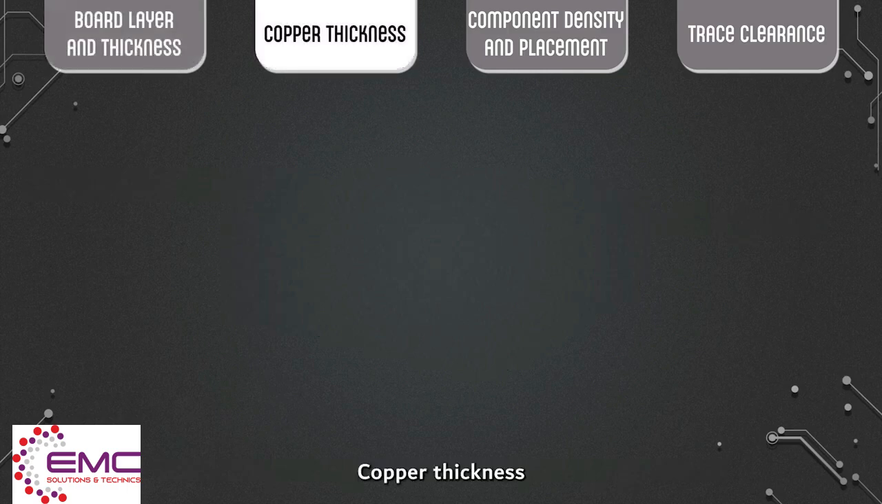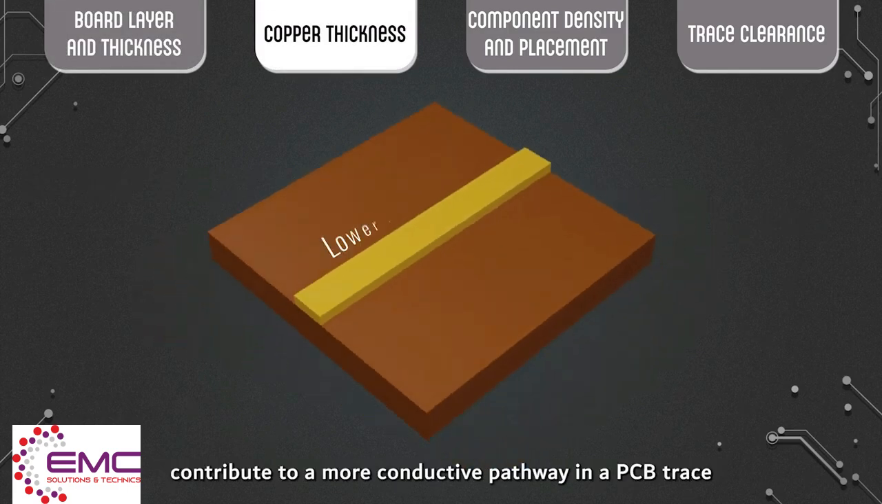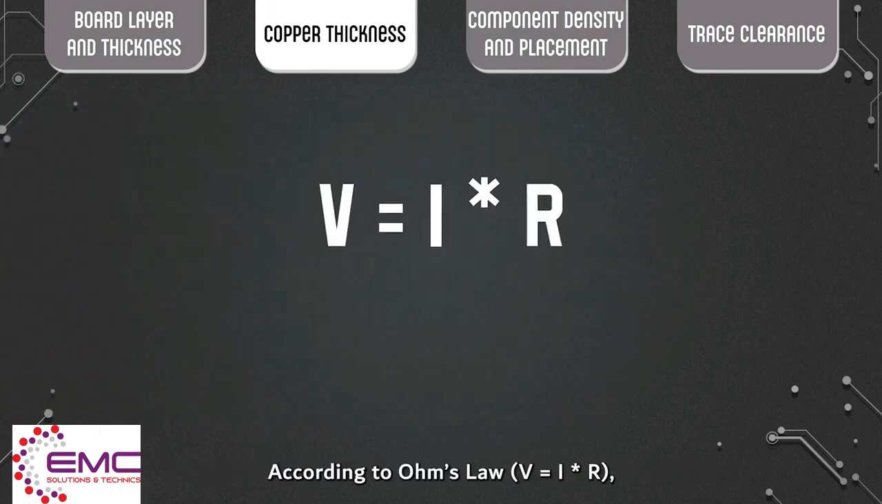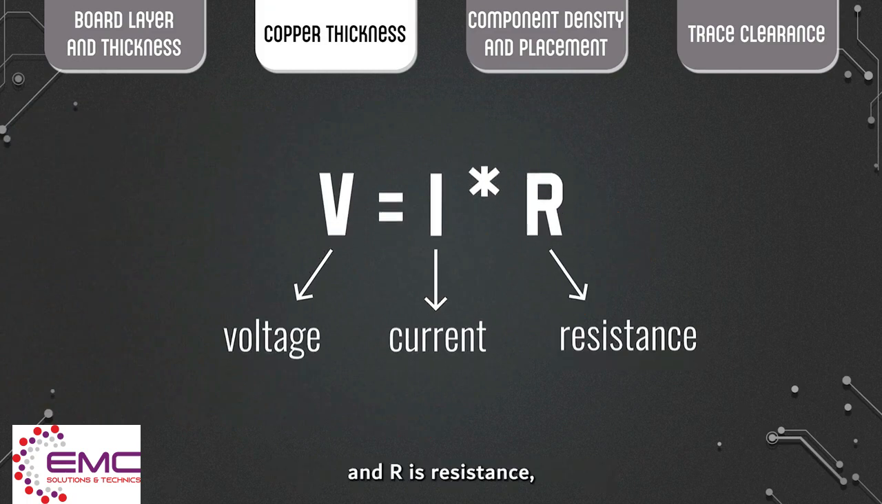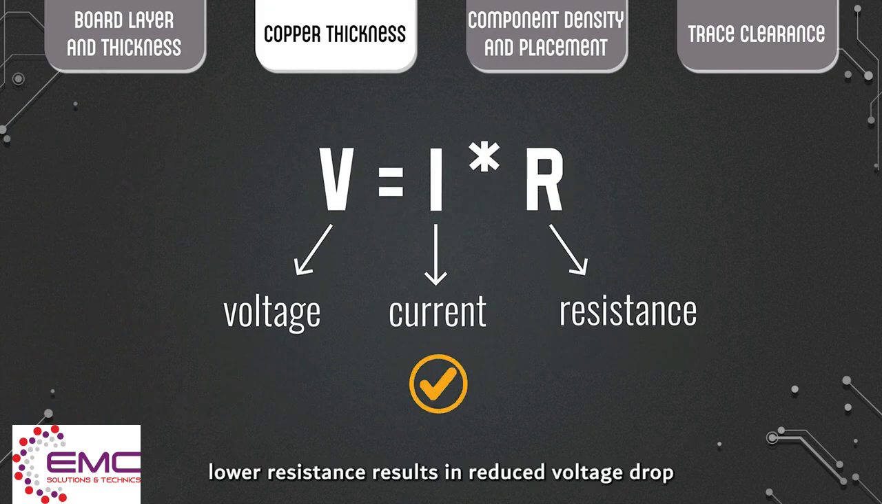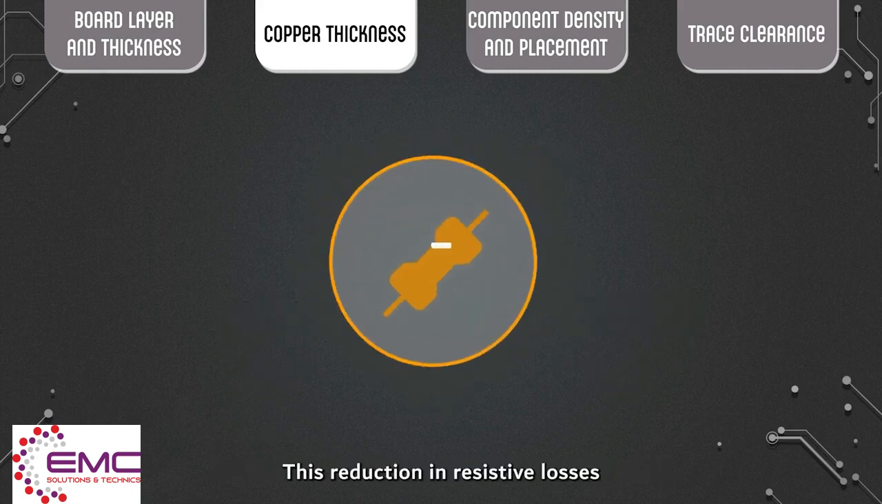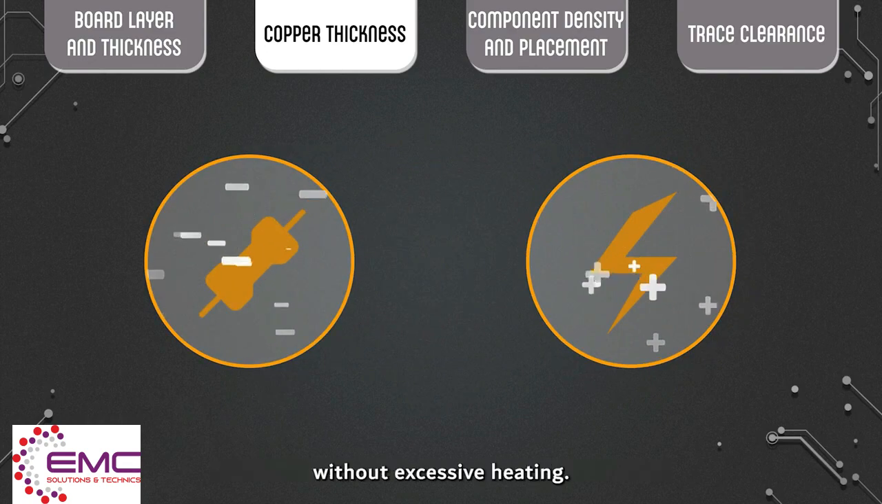dissipation. Copper thickness. Thicker copper layers contribute to a more conductive pathway in a PCB trace by exhibiting lower resistance. According to Ohm's law, where V is voltage, I is current, and R is resistance, lower resistance results in reduced voltage drop across the trace for a given current. This reduction in resistive losses allows for the transmission of higher currents without excessive heating.